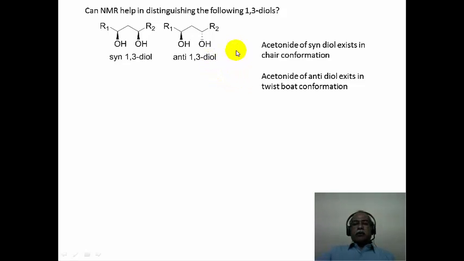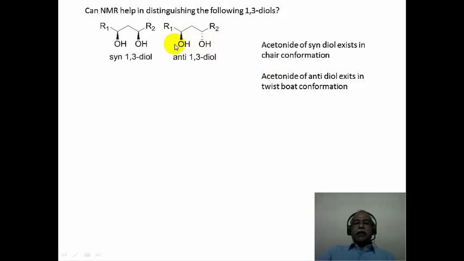One needs to know something about the chemistry of this molecule when it forms an acetonide ketal when it reacts with acetone. For example, if you take this molecule and treat it with acetone and a little bit of acid as a catalyst, the acid catalyzed ketalization will take place and the acetonide will be formed. The acetonide of the syn diol has a chair conformation, because if you form an acetonide with acetone, essentially you will form a 6-membered ring. This is 1, 2, 3, 4, 5, and the acetone carbon will be the 6th carbon. So this will be a 6-membered ring, and it exists in the chair conformation.